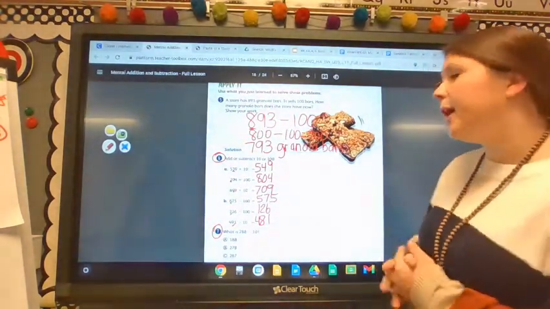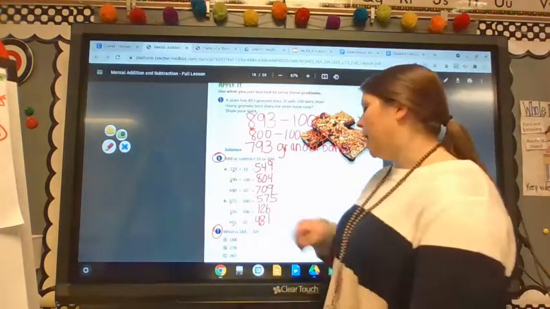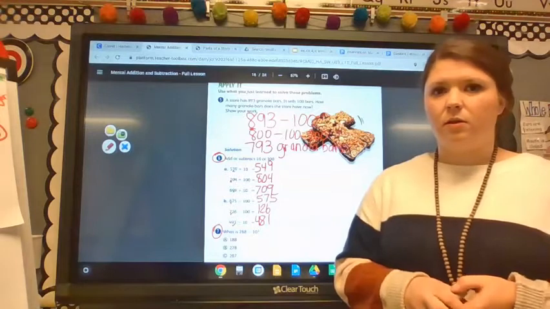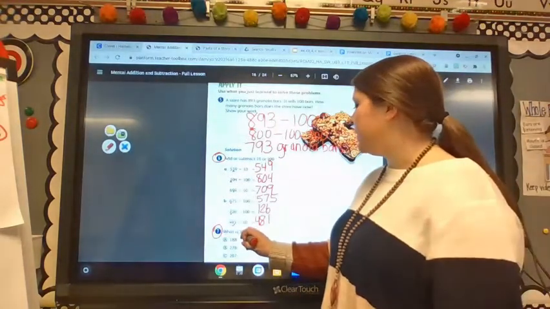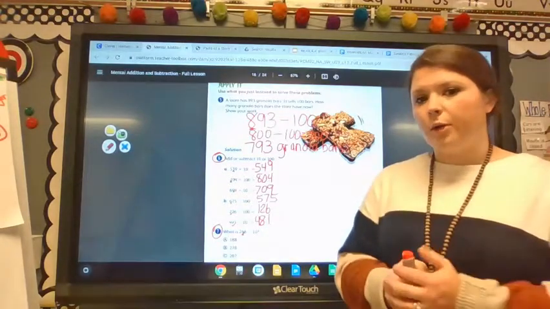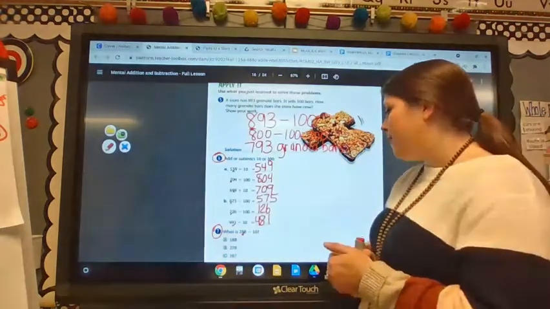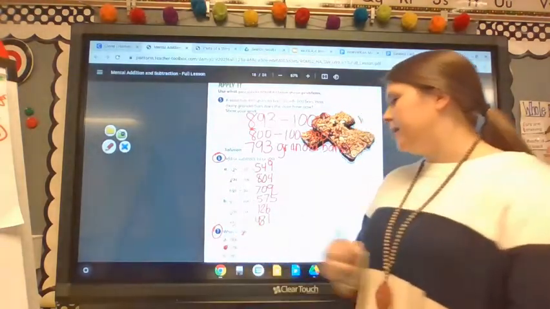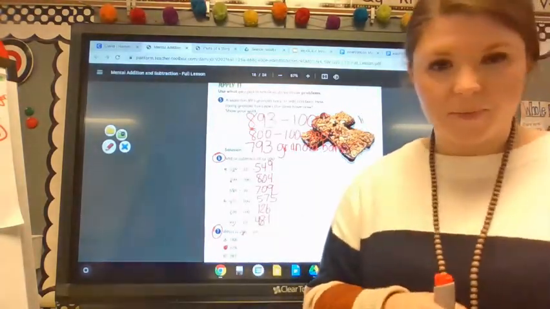All right, 288 take away 10. Which digit's going to change? Our tens place here. So if we have 8 tens and we take away one group of 10, we will have 278. So B is the correct answer.